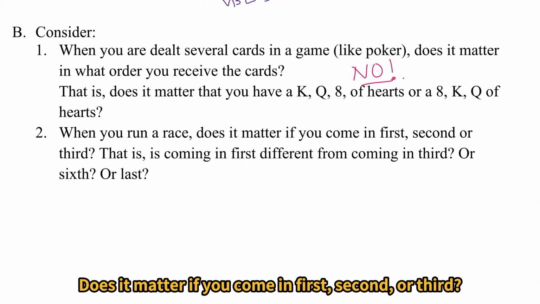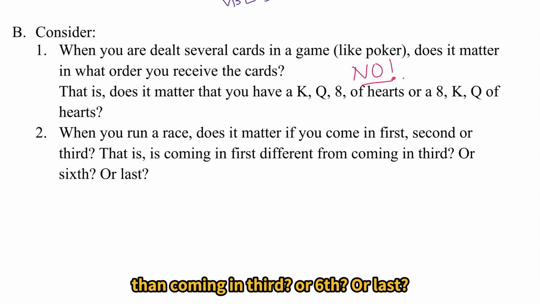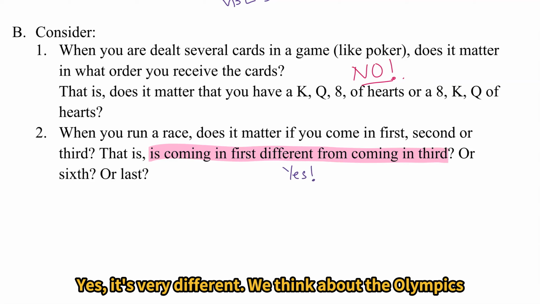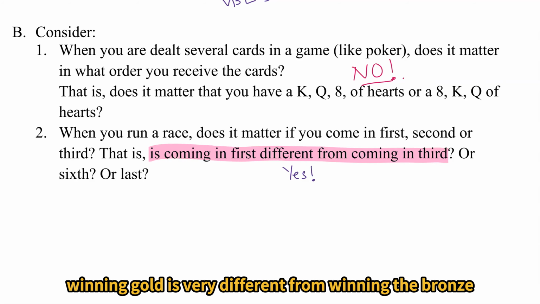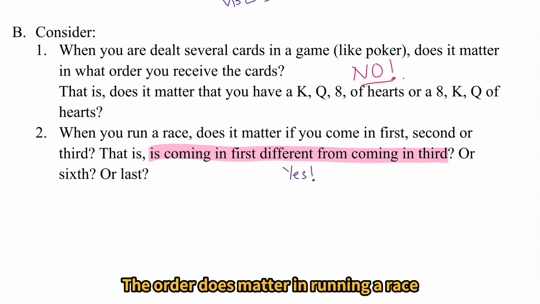Does it matter if you come in first, second, or third? Does coming in first mean something different than coming in third, or sixth, or last? What do you think? Is coming in first different from coming in third? Yes, it's very different. We think about the Olympics. Winning gold is very different from winning the bronze or placing fourth. The order does matter in running a race where the places are important.